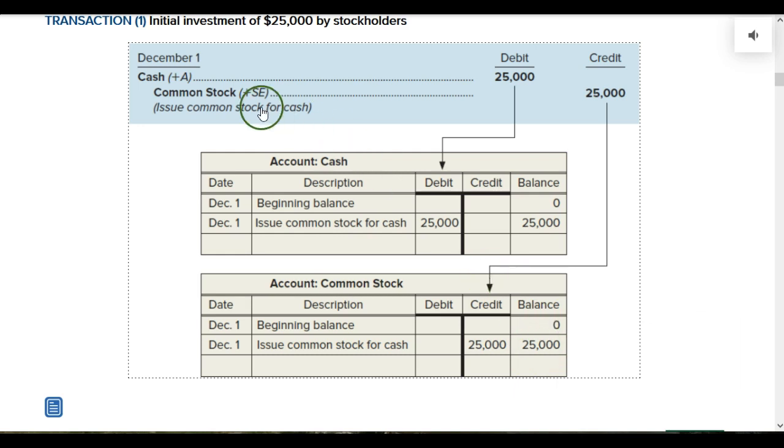So that's what's happening for every transaction. You make the journal entry, and then at some point, you post the dollar amounts from the journal to the general ledger accounts. That's what these are down here, general ledger accounts. And this will help us keep up with what kind of balance we have in each of these accounts.